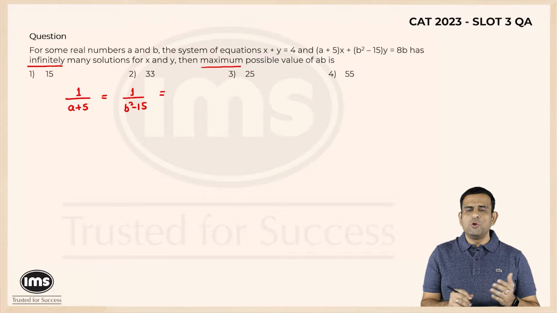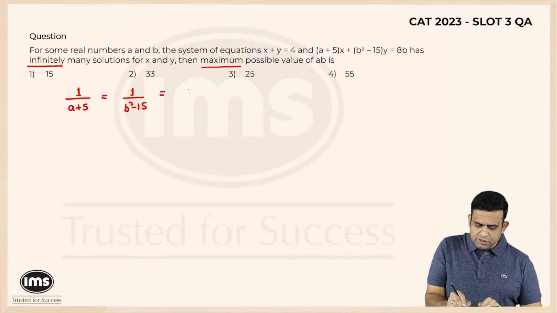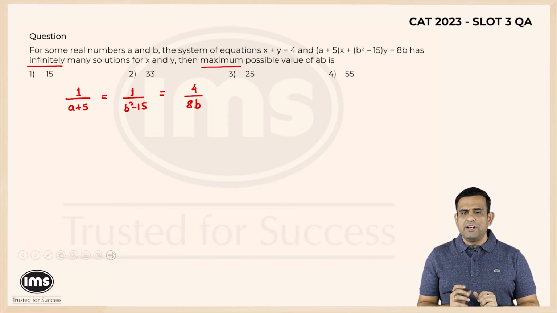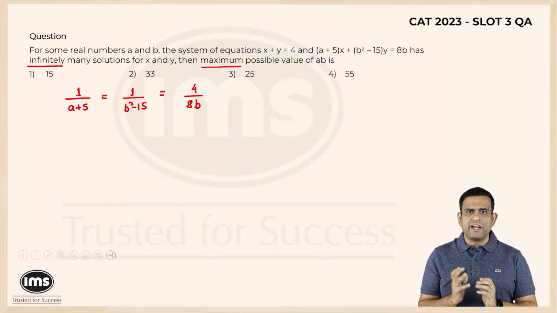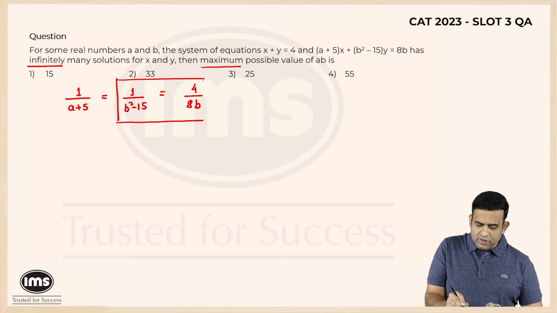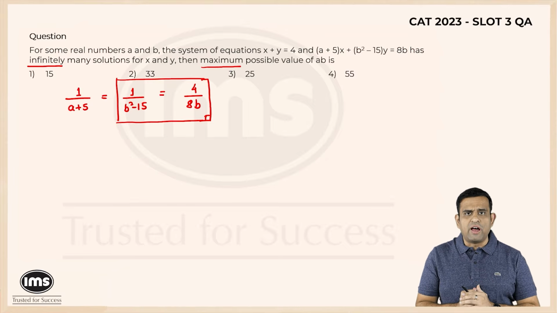And that will also be equal to the ratio of the constant terms, which is 4 upon 8b. Now definitely we can take the first and the second term, or first and third, or second and third. But the ideal thing to do in this particular case would be to take the second and the third one. Why? Because in this particular case, the second and third ones are only in terms of b, and we can easily find out the possible value of b.